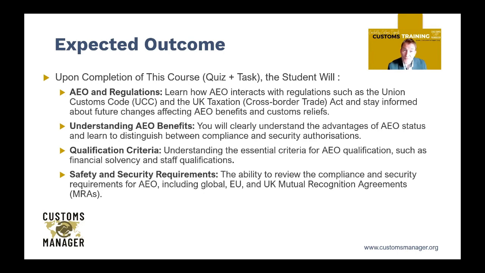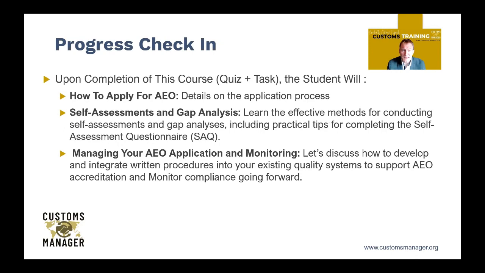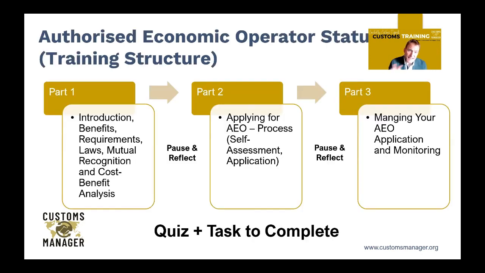You'll understand the AEO benefits, the qualification criteria. We'll talk specifically about safety and security requirements quite a bit, and we are going to introduce the mutual recognition agreements. So that's quite an important feature. We will also then have a look at how to apply for AEO, the self-assessment and gap analysis, and managing your AEO application and monitoring. And in total, the training structure looks like this.